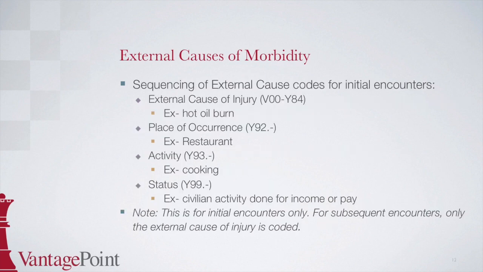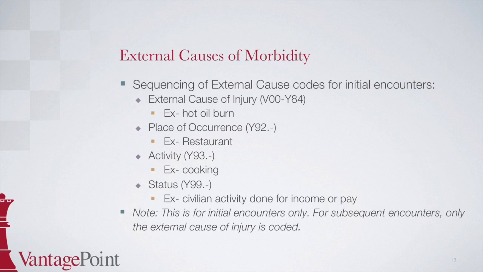This is the key slide for this chapter. Remember that when sequencing external cause codes, they are never reported first. So we would start with our injury as the principal diagnosis, and then here is the sequencing for the different types of codes from this chapter.